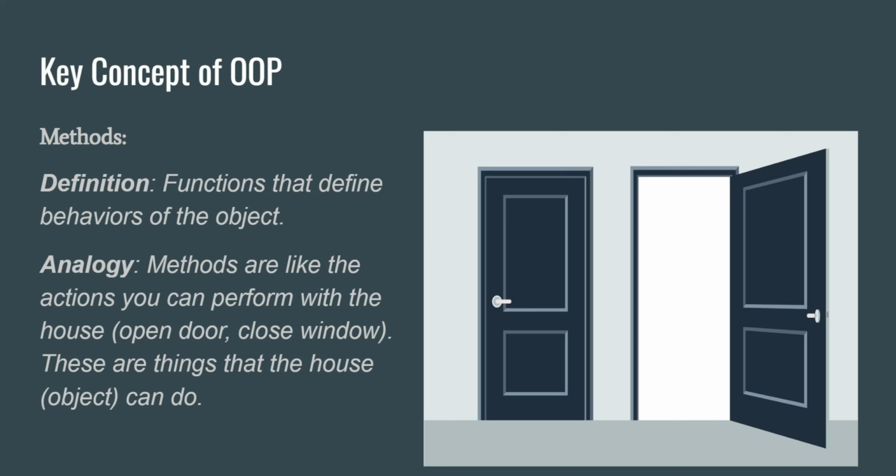And methods, functions that define the behavior of the object. Methods are like the actions you can perform with the house, like open the door, close the window. These are the things that a house object can do.